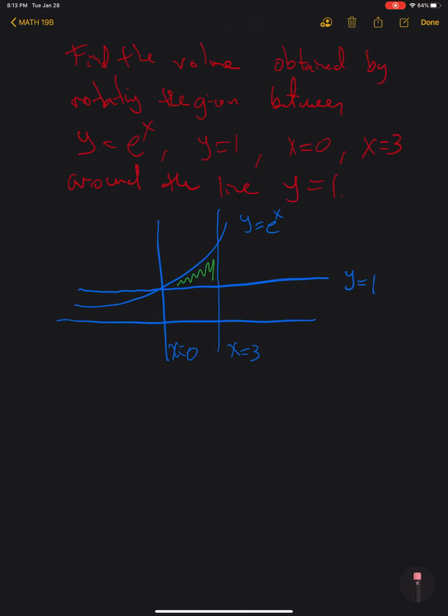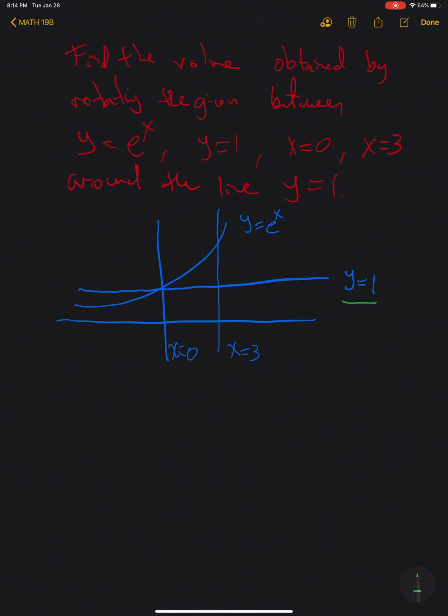Now notice that we're trying to rotate this thing around y equals 1. In other words, the axis of rotation is this one right here. This will create a shape that is going to look a little bit like this. So it looks pretty much like a trumpet. So all I'm going to do is try to describe what the cross sections look like, find the area of the cross sections, and then write down the volume for this.